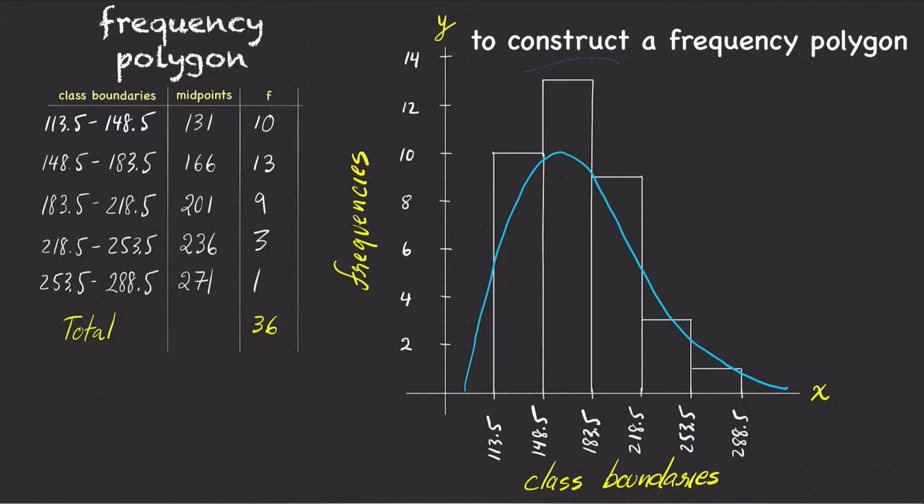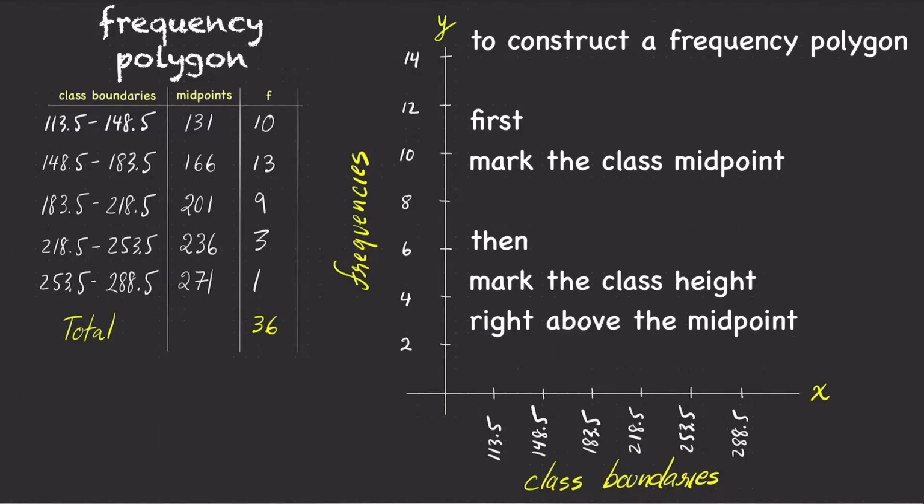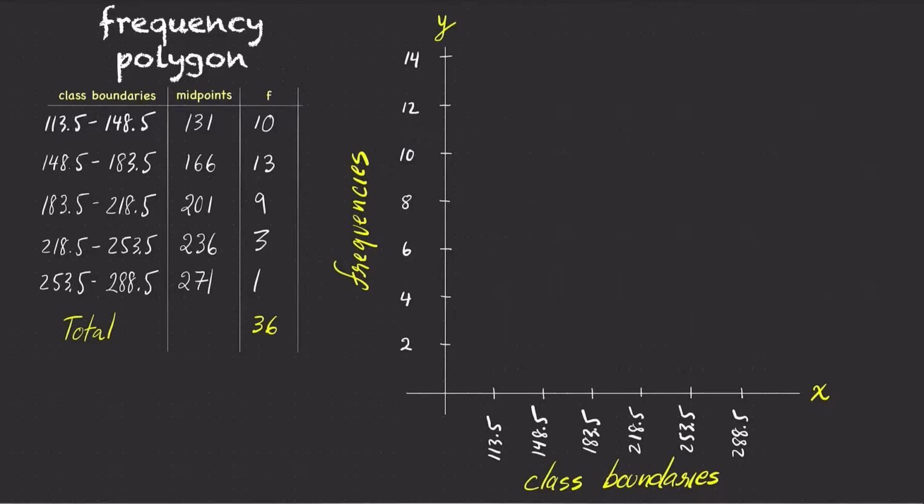To construct a frequency polygon, go to each class. First, mark the class midpoint, and then mark the height of the class right above the midpoint. So, for the first class, going from 113.5 and up to 148.5, the class midpoint is 131. Go to the x-axis, mark that in the middle of the class boundaries. Now, mark the class height of 10 above 131.